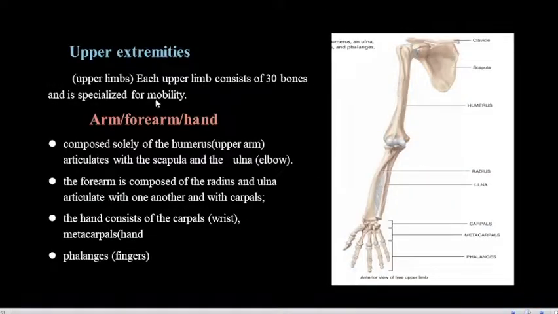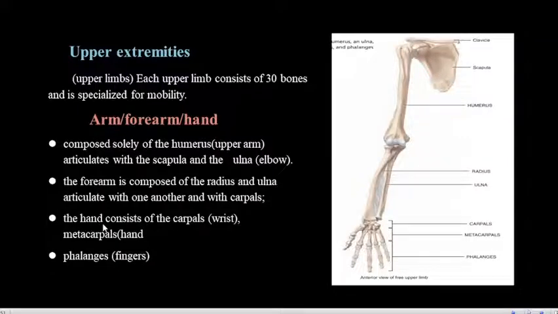Next, upper extremities, your arms, or upper limbs. Meron siyang total of 30 bones. So, ang arm mo is the upper part, your forearm is the middle part, and then the last part is the hand. So, yung arm natin is solely composed of one bone called the humerus. Okay, or upper arm. And it connects, kapag sinabi nating articulates, it connects with the scapula and the elbow or the ulna. So, ito ang elbow natin. Ayan. So, dalawa ang connection ng humerus sa scapula at saka sa ulna.